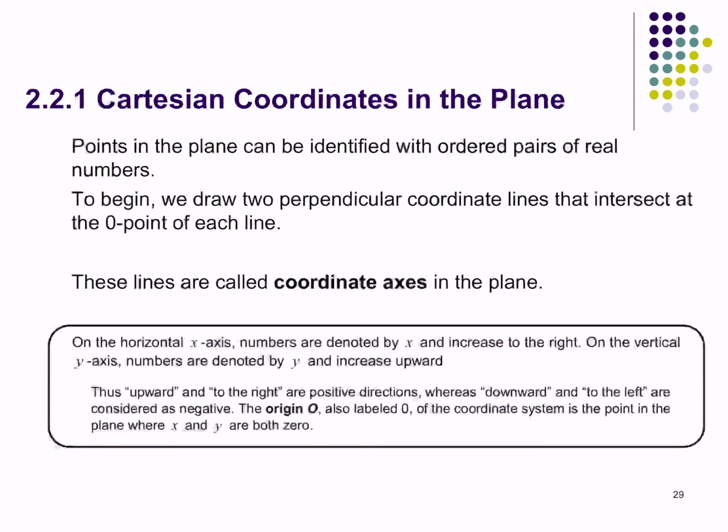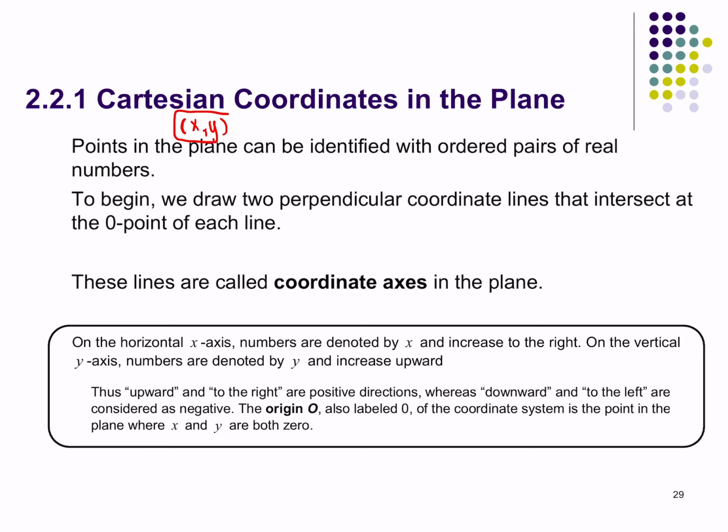Okay, the Cartesian coordinates in the plane. If you remember from your high school mathematics, we also have the Cartesian coordinates, which has two main axes, the x and the y. A point in the plane can be identified with a pair of real numbers, which means that the point in the plane needs to lie on the x and the y.